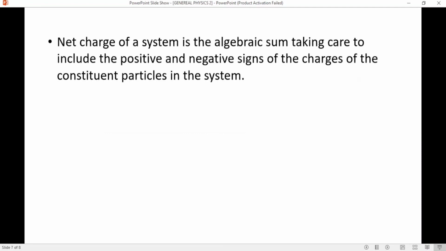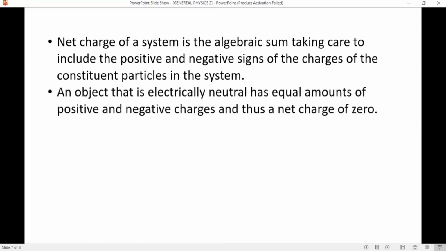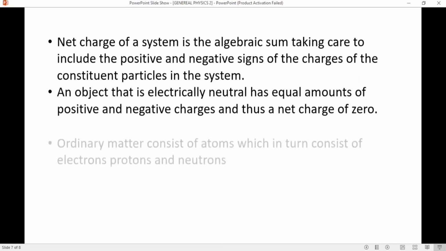However, the net charge of a system is the algebraic sum, taking care to include the positive and negative signs, of the charges of the constituent particles in the system. If an object that is electrically neutral has equal amounts of positive and negative charges, then the net charge is equal to 0.